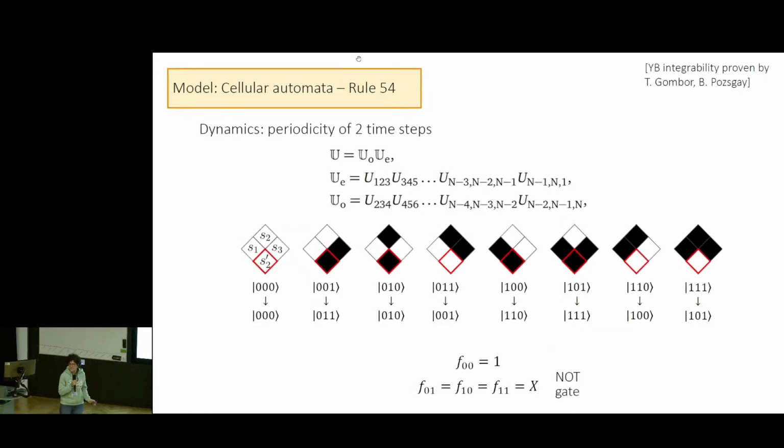Now, this is really the simplest model you can think of, but surprisingly enough, a few years back, it was proven by Thomas Gombor, who is also in the audience, and Balázs Pozsgai, that this model is integrable, and furthermore is Yang-Baxter integrable. Now let me describe the dynamic of this model, and then I will move to the deformation that Thomas and I are looking at. So in this model, the dynamic is given by one operator that is acting on even and odd sites, so it is periodic every 2 steps. And the rules that I gave, you can really imagine them as elements in one matrix. Those are some transition rules.